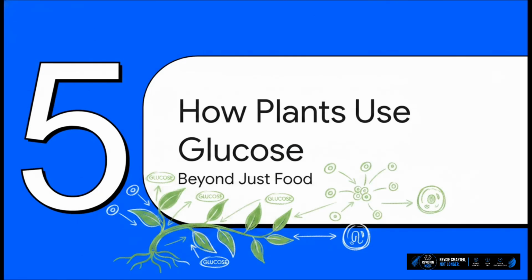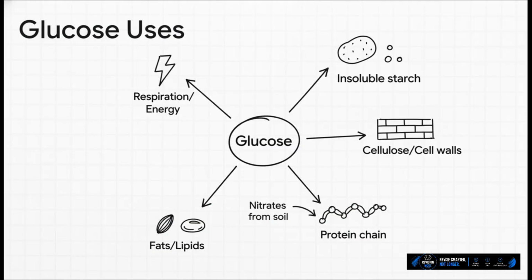Moving on to part 5, how plants use glucose beyond just food. So the plant worked hard to make all this glucose. Now what? Where does it go? Picture a flowchart starting with one glucose molecule, branching out into 5 different jobs.